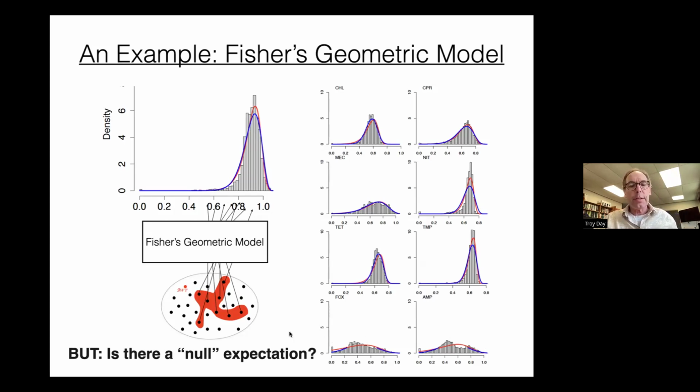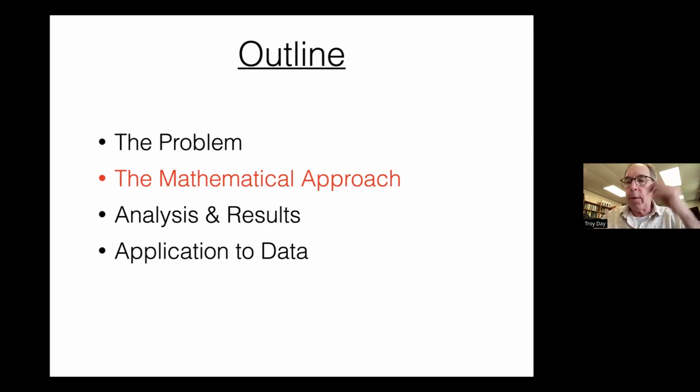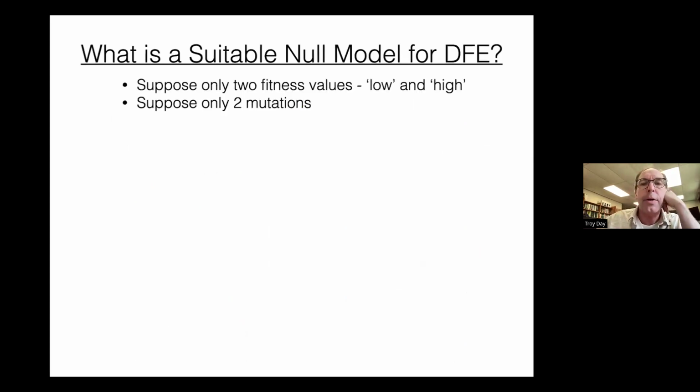And then the question is, is there some kind of null expectation? Is this a good indication that the model's right in some sense, or are these just expected results because, like I said, there's some sort of central limit theorem kind of thing going on? So I want to tell you how we tried to approach that, and I'll start with some simple examples.